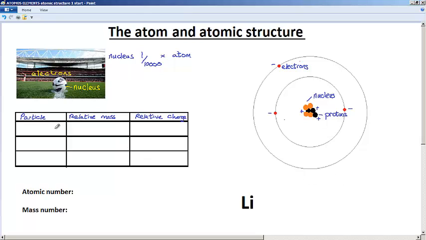So we have 3 particles. We have the proton, and its relative mass is 1, and its relative charge is plus 1. We have the electron. Electrons are a lot smaller than protons or neutrons, so in fact their mass is something like 1 over 2000, as a rule of thumb, times smaller than the mass of a proton, but they have a charge of -1, so they have equal but opposite charge. Now the orange particles are called neutrons. They also have a relative mass of 1, but they have 0 charge.